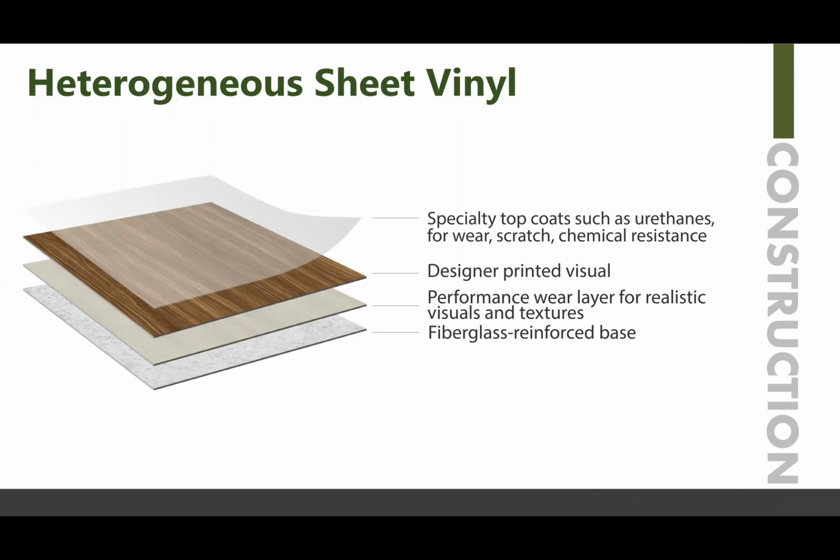So there are a variety of structures. This diagram is representative of one of the heterogeneous sheet vinyl flooring structures. Some do not include the designer printed visual layer, and there are those with and without some type of backing cloth. So it's just good to know that this is an example of the construction, but you can see that it's multi-layered versus homogeneous, that is a single layer with a top coat.